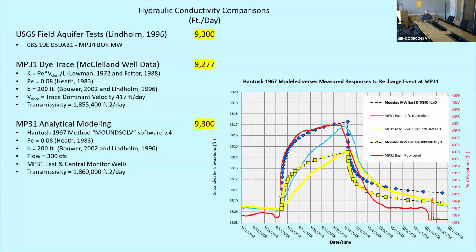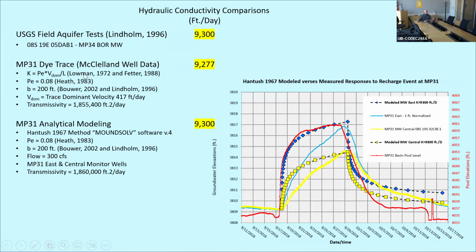Then modeling comes into play back at the aquifer recharge site, milepost 31. The USGS actually performed aquifer pumping tests in a well just a couple miles west of the recharge site, and they determined a conductivity of 9,300 feet per day from their aquifer pumping test. That's published in Lindholm, 1996.